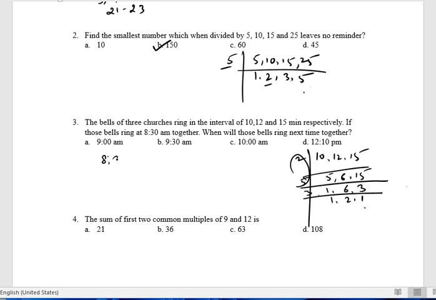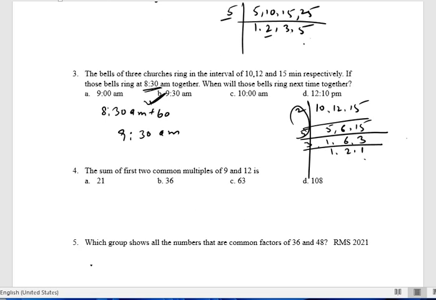So the first bell rang at 8:30 a.m. plus 60 minutes will be what? 9:30 a.m., because the first bell rings at 8:30 a.m. So next time they will be together at 9:30. I hope it is clear.